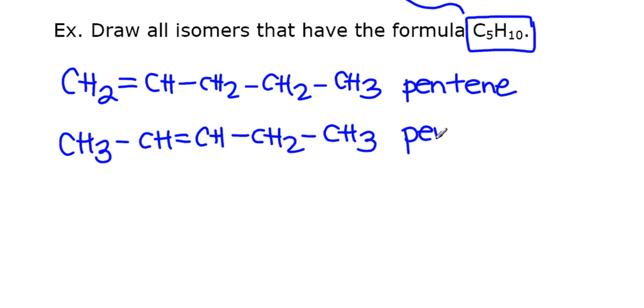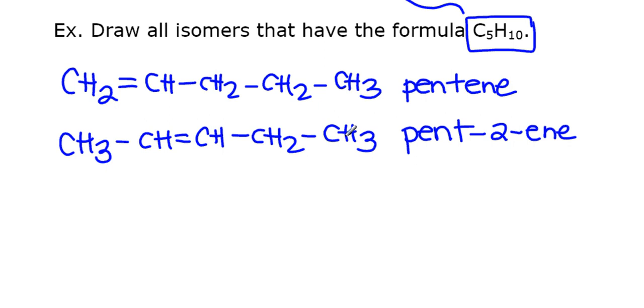We know this is pent. 1, 2, 3, 4, 5. The double bond is on number 2. So this is called pent-2-ene. So you can see the name is different, even just slightly different, but that makes it a different compound. Does it have 5 carbons and 10 hydrogens? Yep, if you count them all up, you'll find that they're all there, but it's a slightly different arrangement.